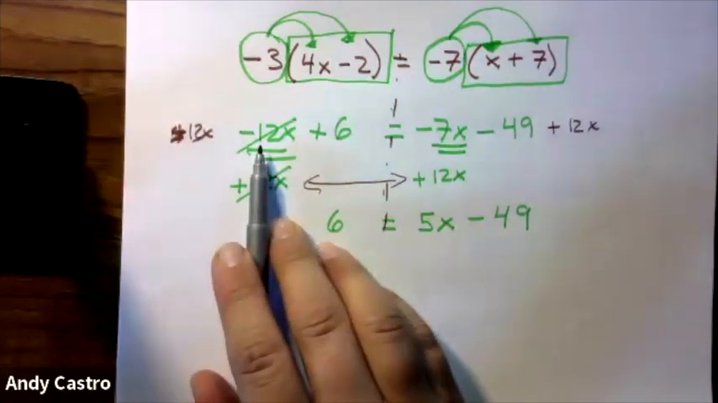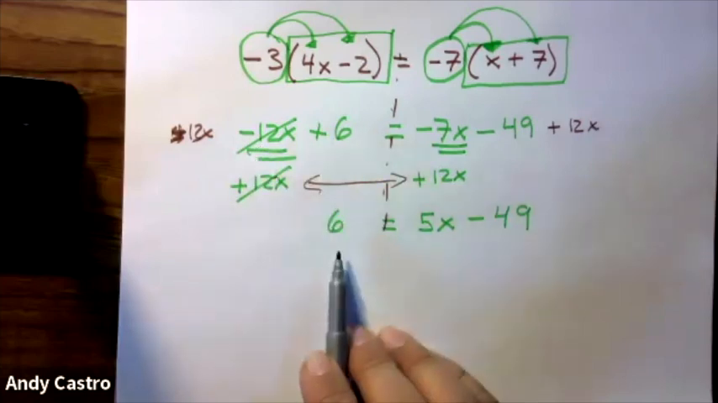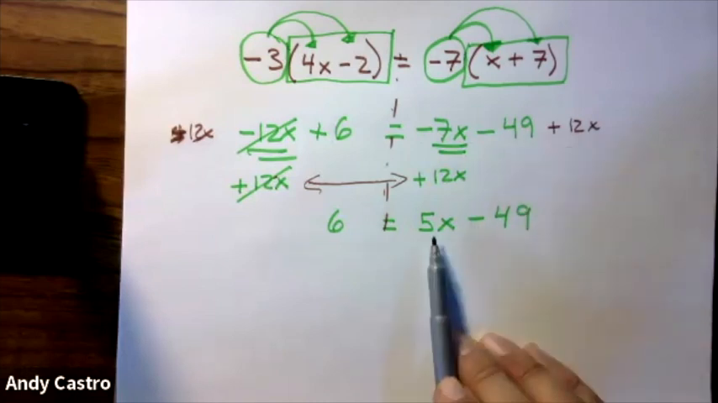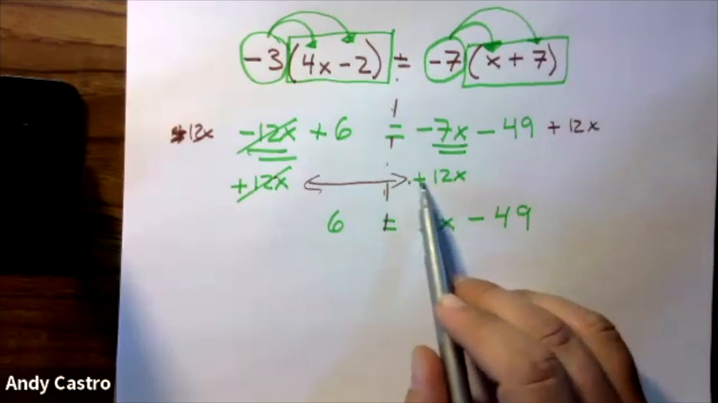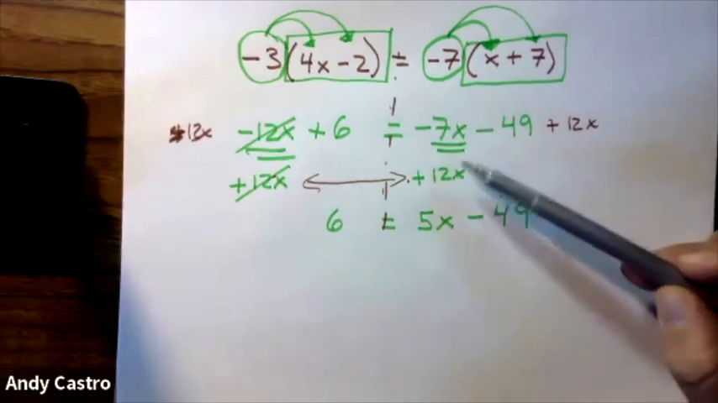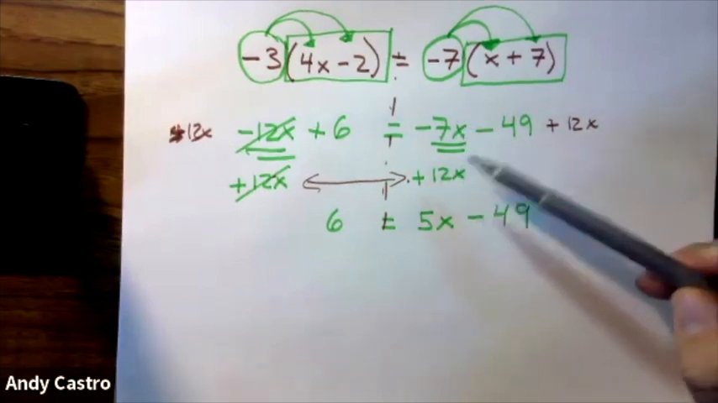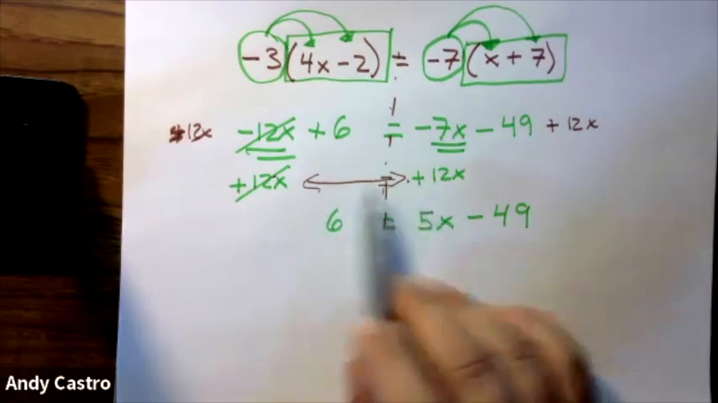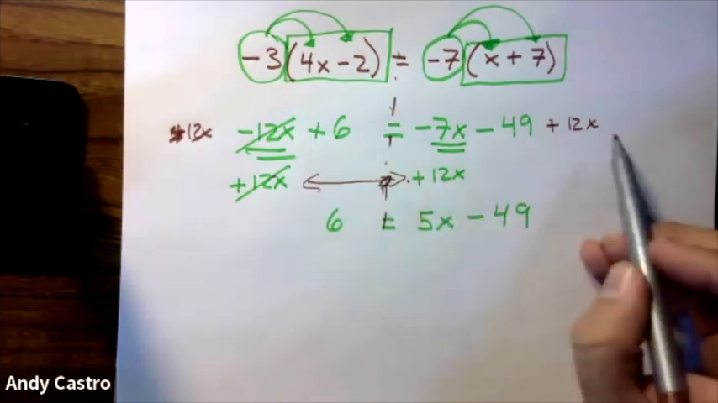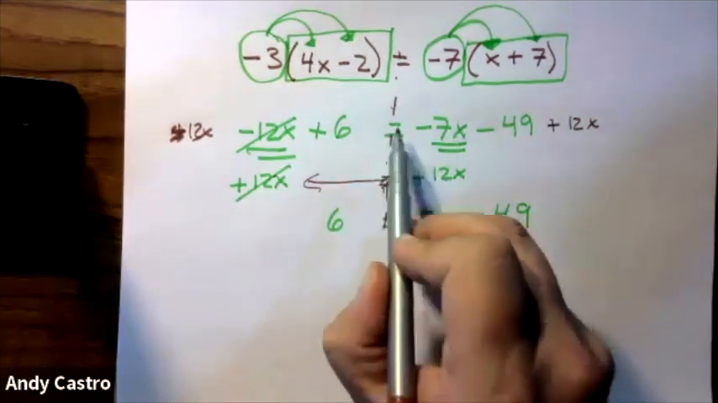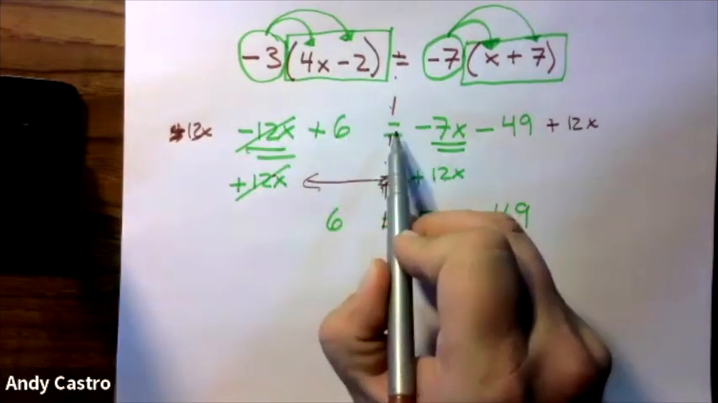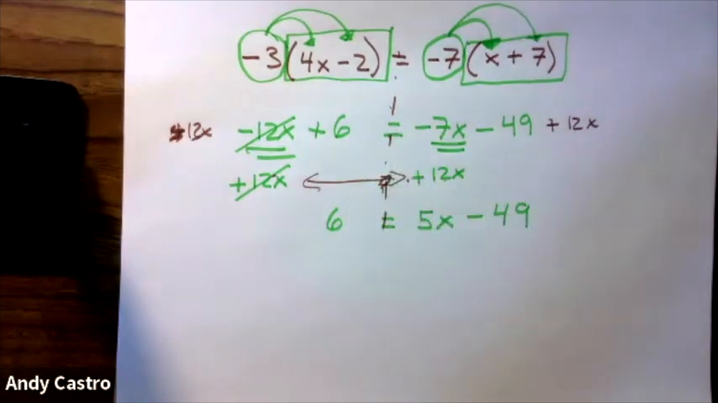So 12x minus 12x, that goes away. You're left with 6. Then here, -7x minus 49 plus 12x, you're left with 5x. So that's more formally what we're doing. I leave it down here because I think it's a little bit easier to see, but don't make the mistake of putting an equal sign here between them, even though they are equal to each other, that's not what's going on. The 12x is being added to this line on this equal sign, and this 12x is added to this line on this equal sign. So just keep that in mind.